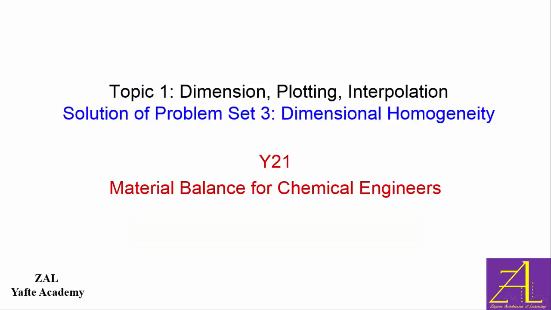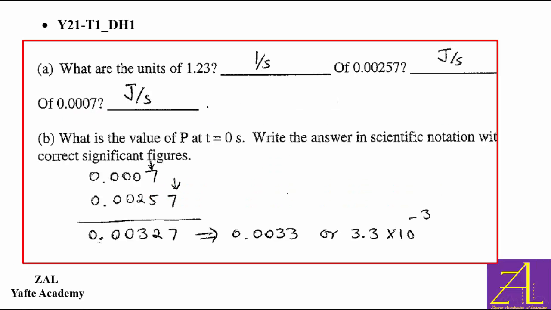Problem set 3 in topic 1 is on dimensional homogeneity, which has been described in the lecture note. This problem involves unit conversion. Note that the down arrow indicates the last significant digit of a number.